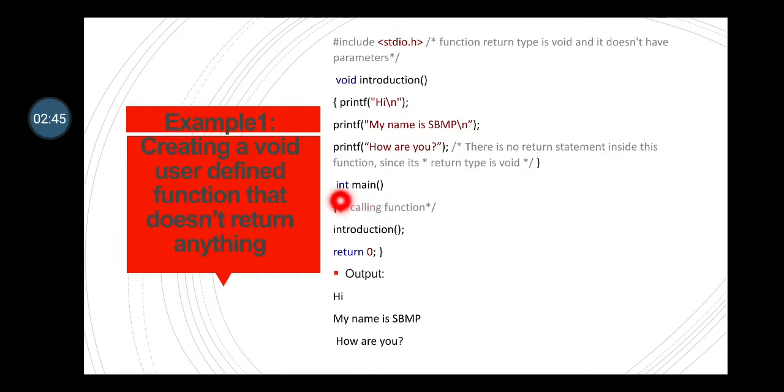Now inside the main function, if I need to call this introduction function, I just have to specify the name of the function in this manner, introduction, and then return 0, as the return type of main is integer, and end the program. When you execute this program, this is the output you will see: hi, my name is SBMP and how are you. These three statements will be displayed on the output screen. So this is the very basic and first type of user defined function.